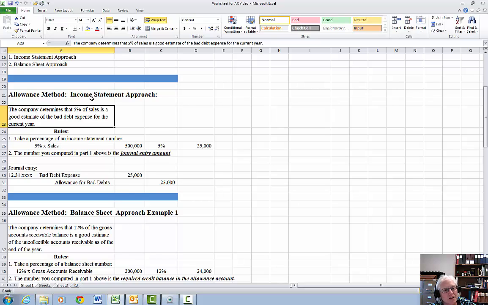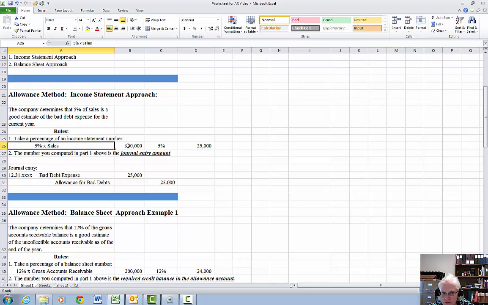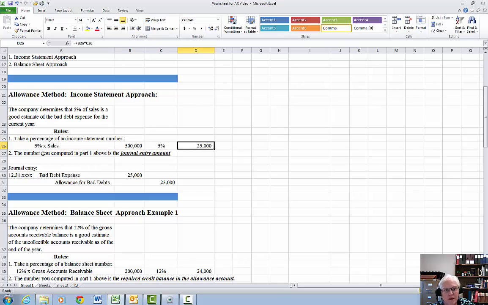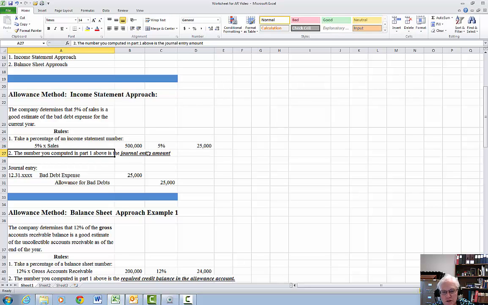So when we're using the income statement approach, we usually take a percentage of an income statement number. So 5% of sales is a good estimate of what the bad debt expense will be for the current year. Sales from above was $500,000. At 5% is $25,000. That number that we just computed is the journal entry amount. So you don't have anything else to do for this.